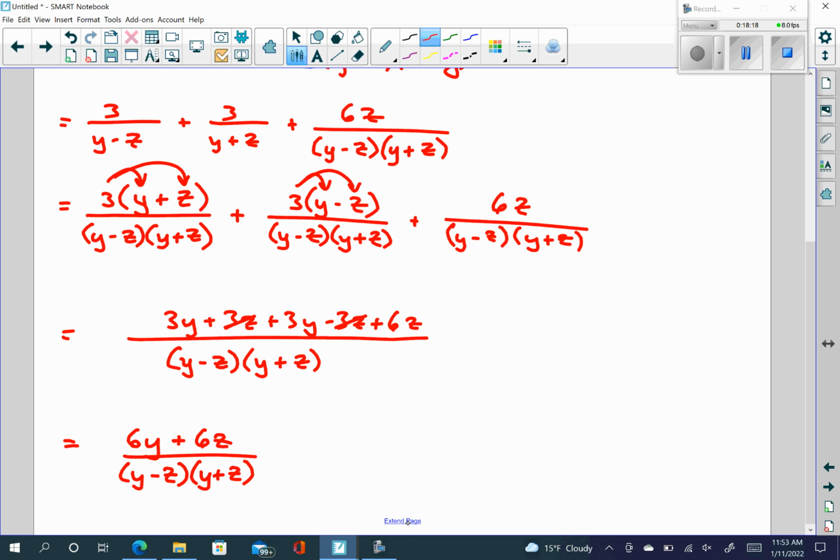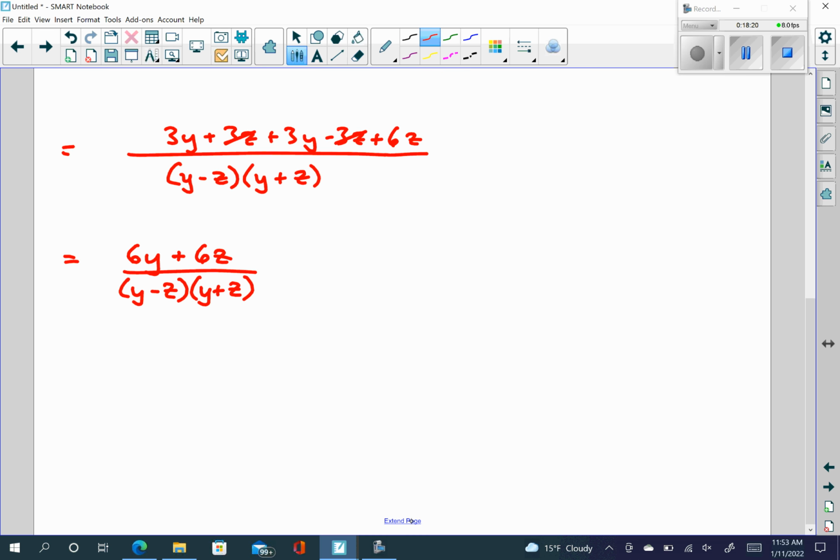You think we're done? We could factor out a 6 from the numerator, so we're not done yet. What's going to be left? Y plus z, which is nice. It's going to cross out with the bottom y plus z. So now we can cross those out. We have 6 over y minus z.